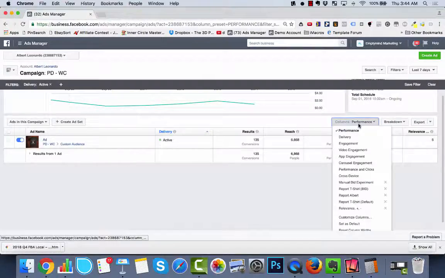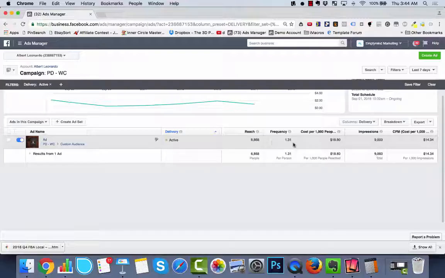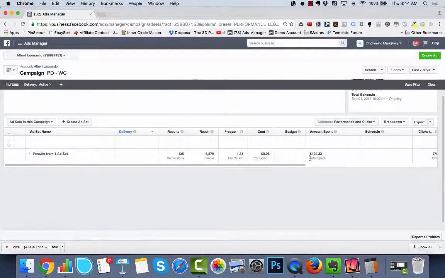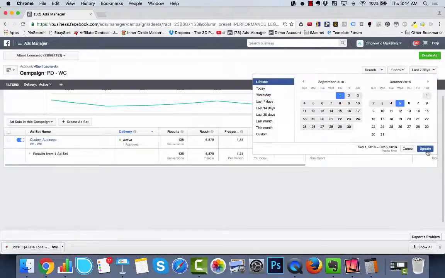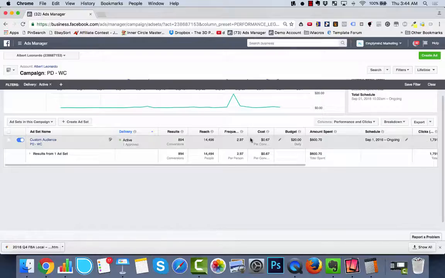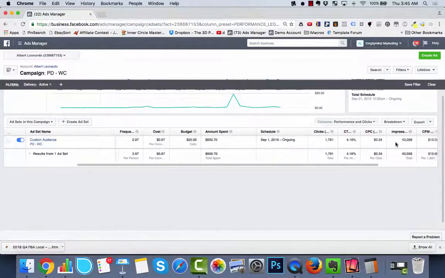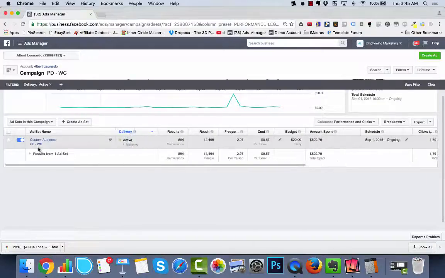This is the proof that, if you look at the frequency, it's 1.31. Let me check. Yes, the frequency is 1.31. No, for the last 7 days, no. If I want to look at the frequency, I should do it lifetime, right? Because it makes sense to look at the lifetime for the whole frequency. So this is 2.97, which means that the ad is shown almost 3 times to everyone in this audience here. So no wonder the relevance score goes down to 5. Right? This is the case where I really need to change the creative for this ad set here to refresh the ad.